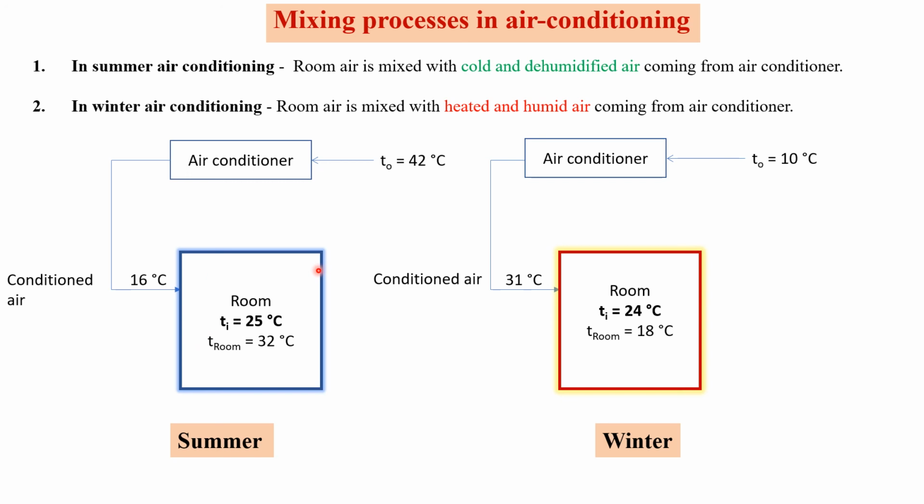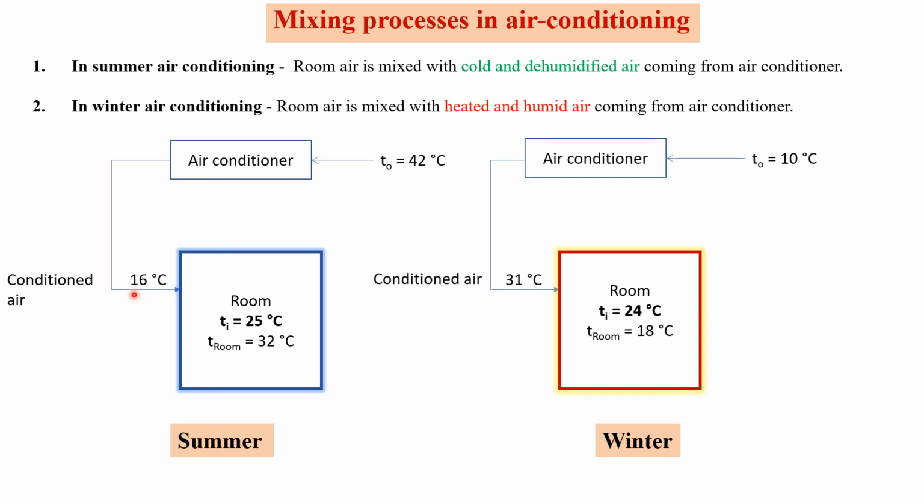There is a room which is required to be maintained at 25 degrees Celsius, whereas in the absence of air conditioning, the room would be at 32 degrees Celsius. The outdoor conditions are quite harsh; the ambient temperature, that is TO, the outdoor temperature, is taken to be 42 degrees Celsius. So my air conditioning unit basically takes in the air from the ambient at 42 degrees Celsius, air conditions it, and supplies the conditioned air to the room at 16 degrees Celsius.